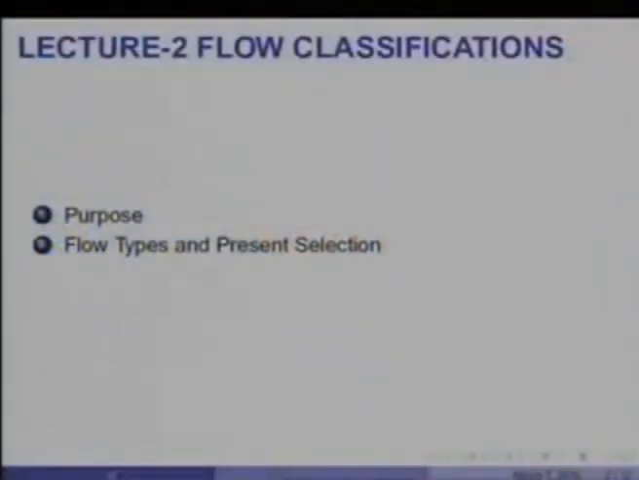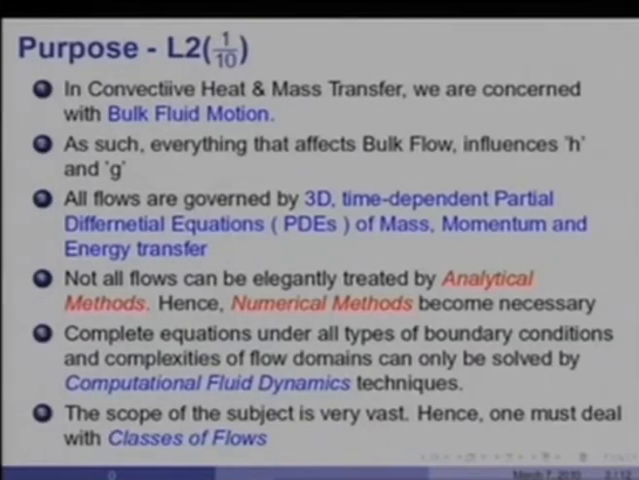In this second lecture called Flow Classification, I will first explain the purpose of the lecture and then tell you something about the vast scope of convective heat transfer through the flow types and how we are going to select from this vast canvas only a few situations that are of still practical interest. So, in convective heat and mass transfer, we recall that we are concerned with bulk fluid motion. As such, everything that affects bulk flow influences heat transfer coefficient h and the mass transfer coefficient g.